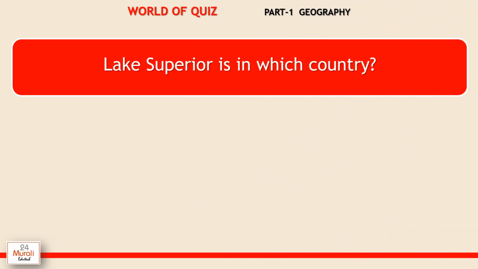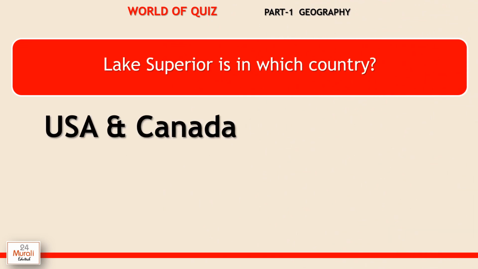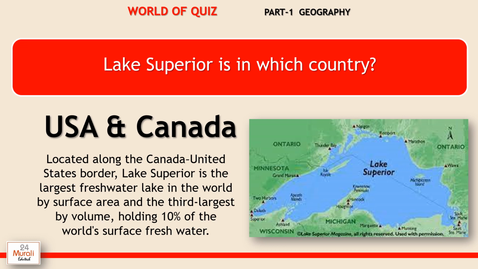Lake Superior is in which country? USA and Canada. Located along the Canada-United States border, Lake Superior is the largest freshwater lake in the world by surface area, and the 3rd largest by volume, holding 10% of the world's surface freshwater.